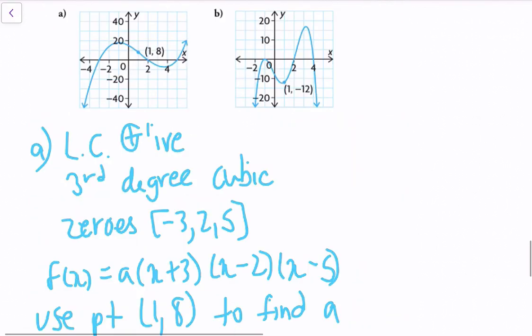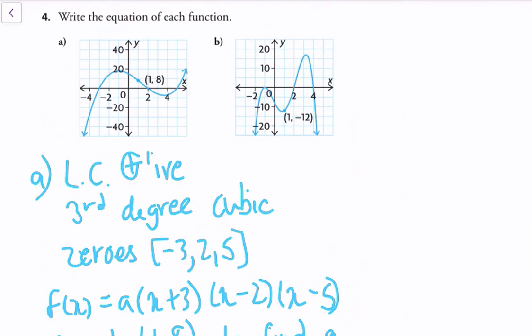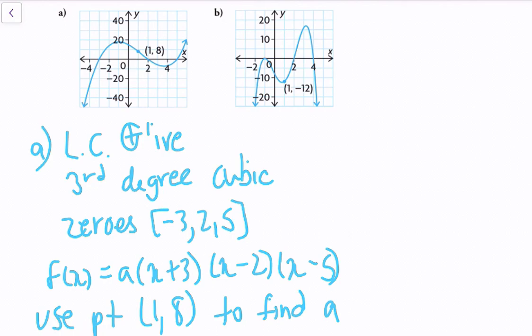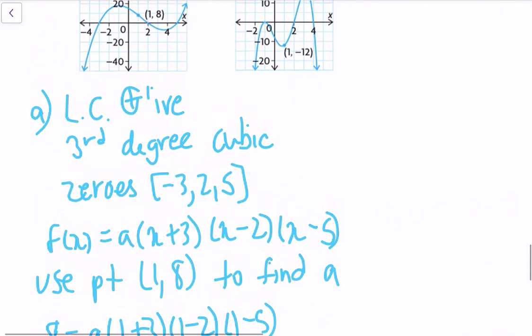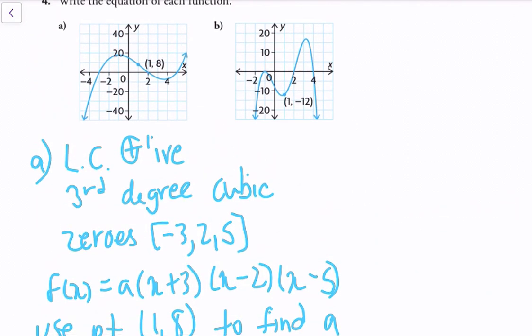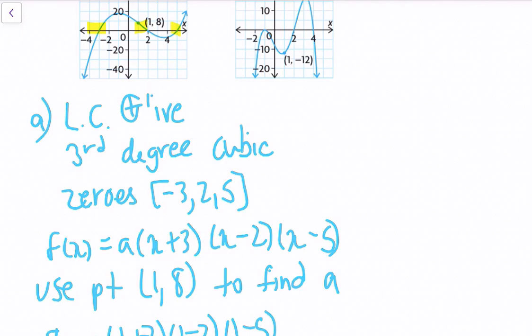Okay, so then we're going to write the equation of each function. So I did example A here. And so for example A, the first thing you want to look at is that the leading coefficient is positive. Next thing you know is that it's a third degree function. It's cubic, based on the shape we see, which is very similar to our cubic function. The next thing we can see right away is that our zeros are at -3, at 2, and at 5.